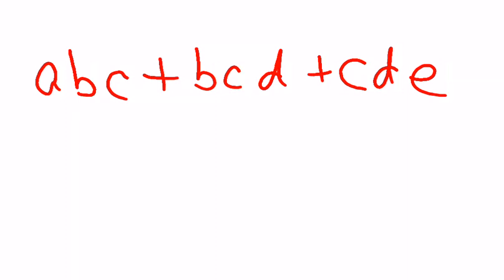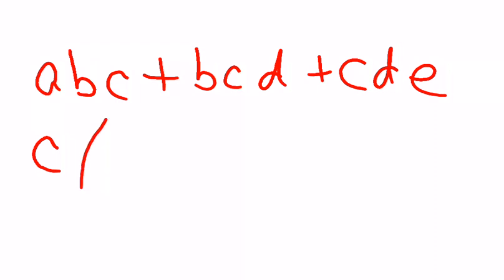So we need to see, is there anything that is common in all 3 of them? So first one is ABC, second term is BCD, and the third one is CDE. And we notice that there is a C in common. Now, is there anything else? Nope, the first 2 have a B, but the third one doesn't, so that doesn't work. The second and third one have a D, but the first one doesn't, so that doesn't count either. So C is the only thing common.